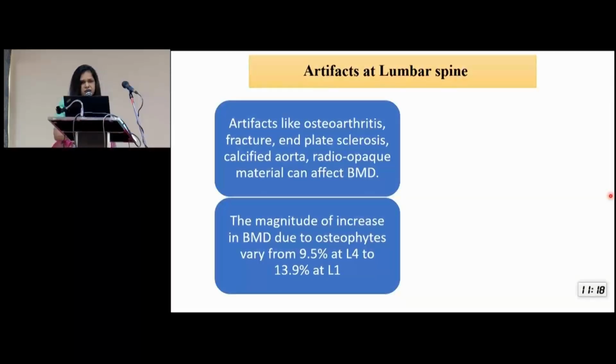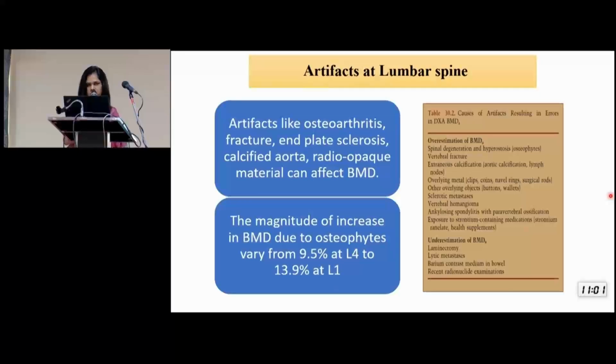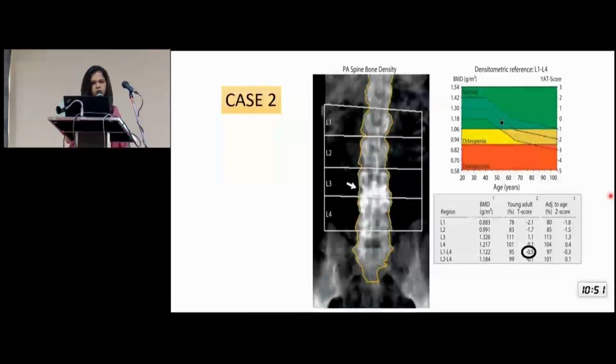So artifacts at lumbar spine could be due to osteoarthritis, fracture, end plate sclerosis, calcified aorta, radio-opaque materials can also affect the BMD. So the magnitude of increase due to osteophytes can vary from 9.5 to as much as 13.9%, and there are various causes of overestimation of BMD or even underestimation of BMD in cases like lytic metastasis or recent radionuclide examinations, which can affect your interpretation.